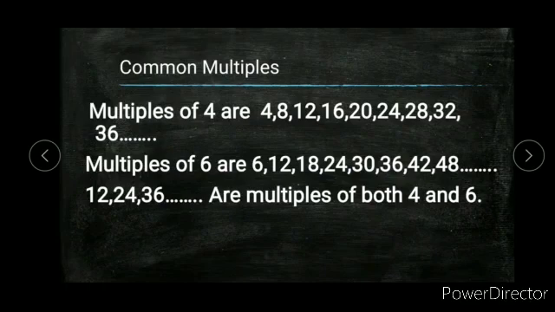Now what are common multiples? So on multiplying the number by natural numbers we'll get the multiples. So multiples of 4 are as follows, and multiples of 6 are 6, 12, 18 and so on. So common multiples are the multiples which are common in both, existing in the multiples of 4 as well as multiples of 6.